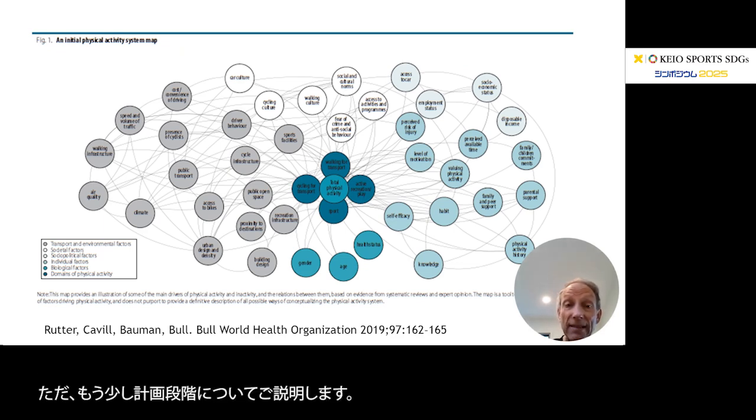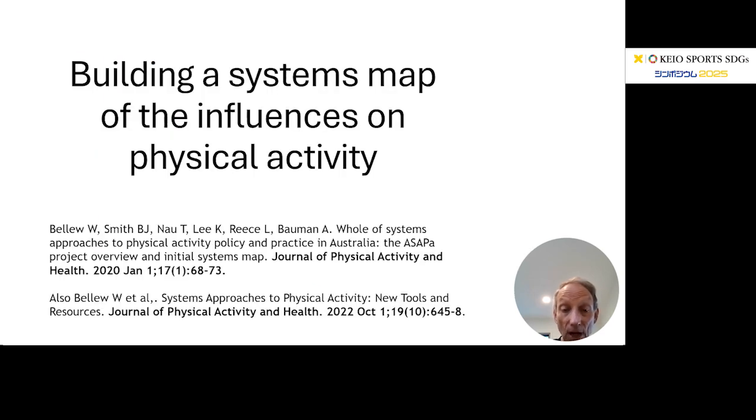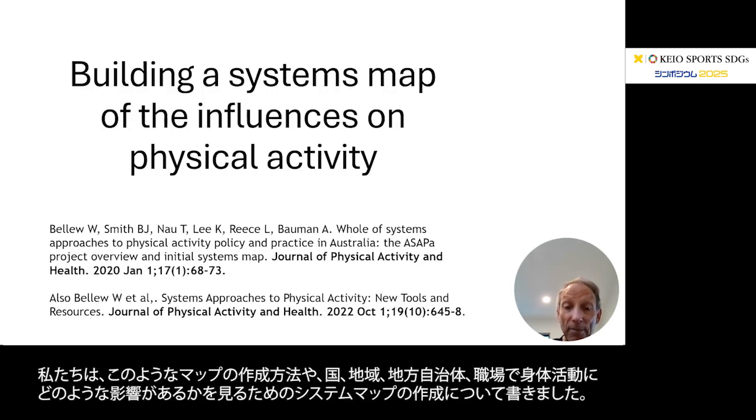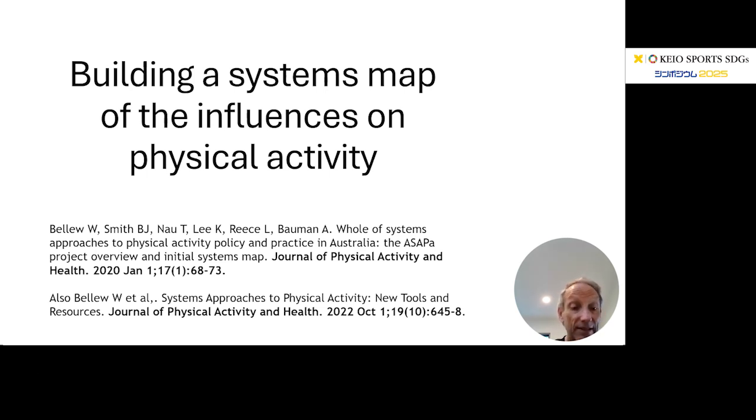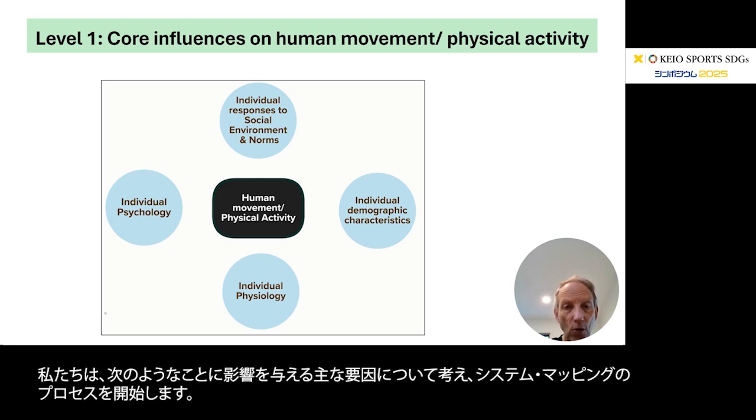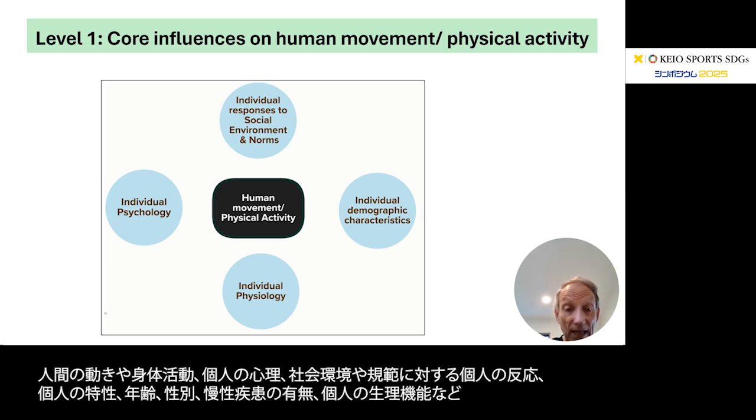But I'll take you through the planning stages a little bit more. We've written about building a systems map, to look at how you build such a map, to look at what are the influences on physical activity in your nation, in your community, in your municipality, in your worksite. We start the process of systems mapping by thinking about the core influences on human movement and physical activity: individual psychology, individual responses to social environment and norms, individual characteristics, age, sex, whether people have chronic disease, and individual physiology.